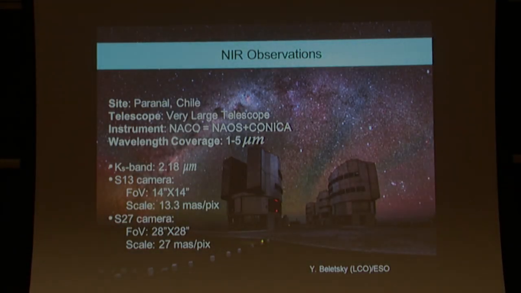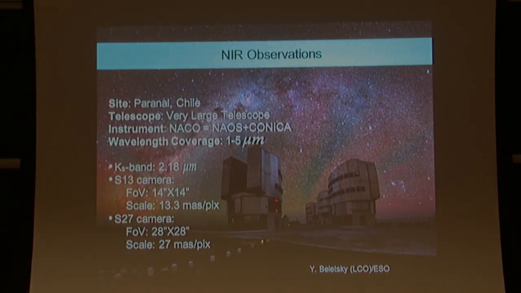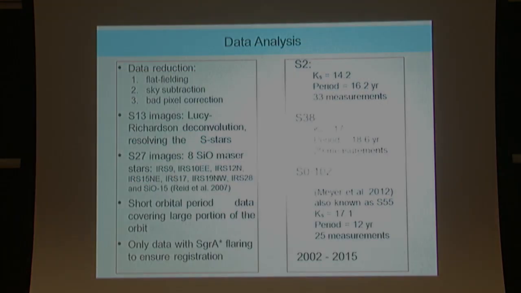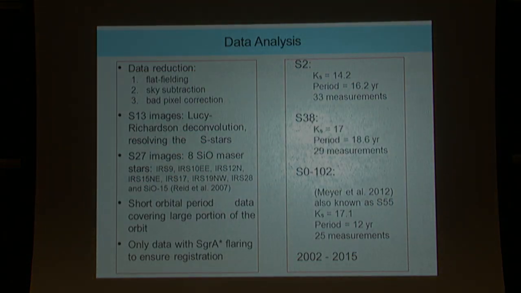So the data that we're using is the VLT data. It's our own observations plus archival data. So it's basically the same data that Stefan talked about, and also published KEK data, radial velocities, and so on. Then we went through the usual spiel of combining and reducing data. So we flat fielded, sky subtracted, bad pixel corrected, and so on. And then we also combined the 13 milliarcsecond and 27 milliarcsecond pixel data that we have.